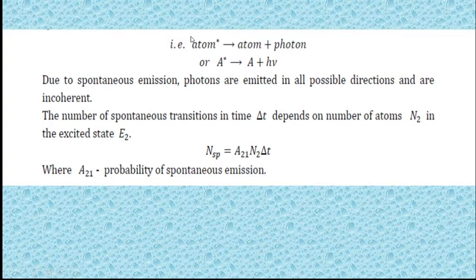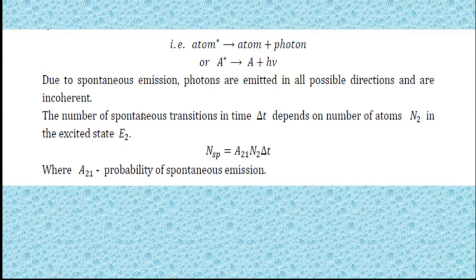Here it is represented. An atom in the excited state returns back to the ground state with the liberation of h nu amount of energy, that is nothing but a photon. Due to this spontaneous emission, photons will be emitted in all possible directions and therefore they are incoherent. If they are emitted in a particular direction and together, then we say that it is coherent. As they are moving randomly in all directions, they are said to be incoherent.